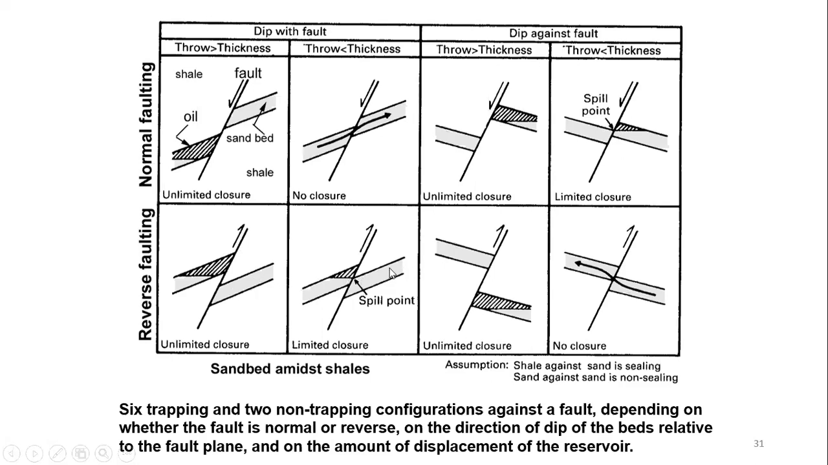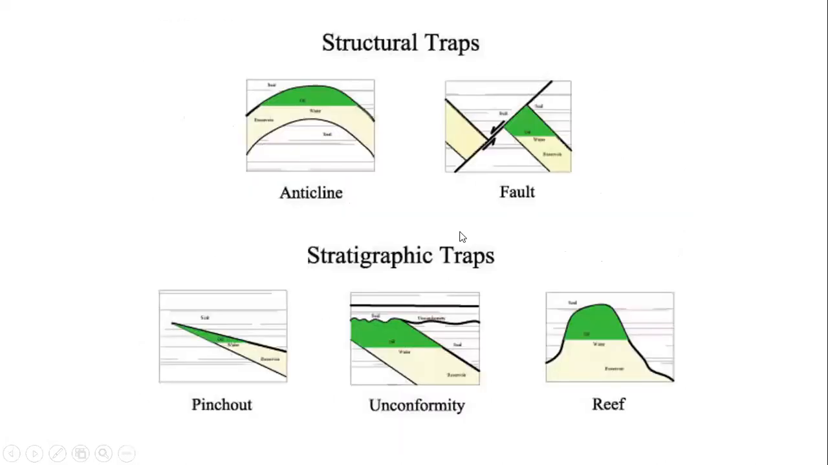It goes above, the other part goes down. So this is the assumption. So there are 6 trapping. These are called the structural traps overall in this case: the anticlinal structures and the faults.